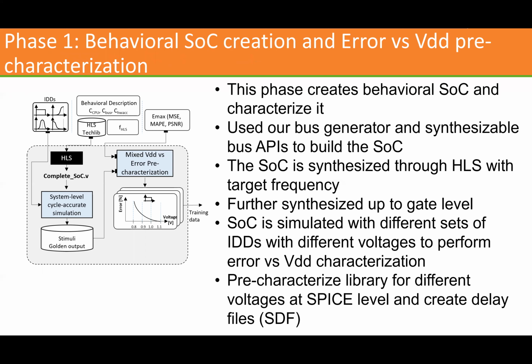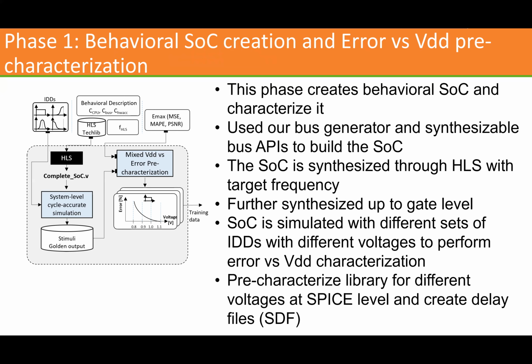So in phase 1, we will create the behavioral SoC first, and for this we will need the behavioral description of different modules of the SoC, like the hardware accelerators, the processor, the interfaces, and so on. And we have also developed our own bus generator that creates a synthesizable API. That means you give what type of bus you want to use, what the arbiter type should be, what the bit length should be, and the number of modules, like how many masters and slaves, and it will create the synthesizable API. You just include the API in the behavioral description, and the whole SoC generation will be completed.